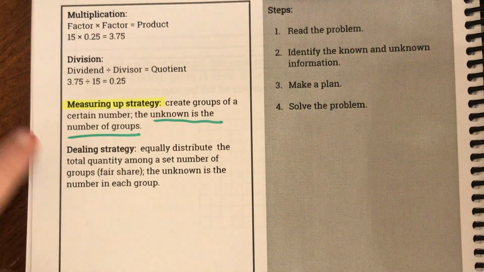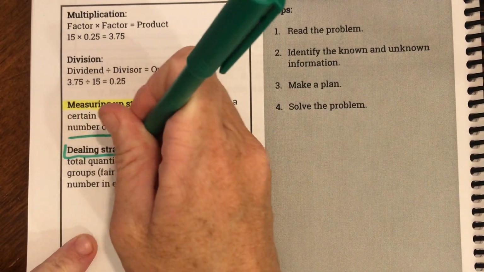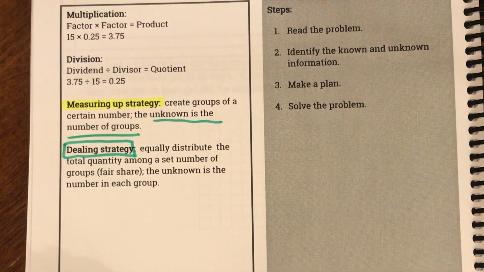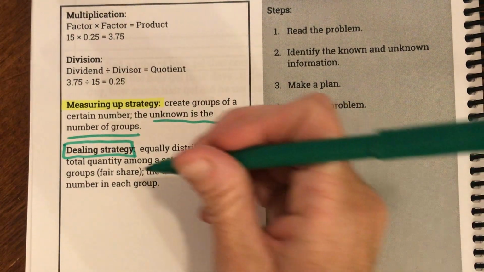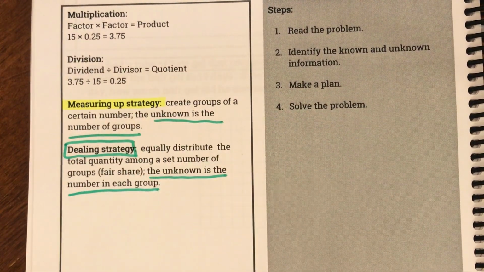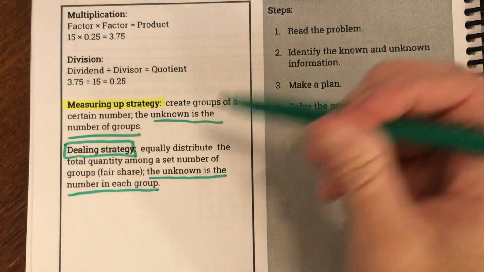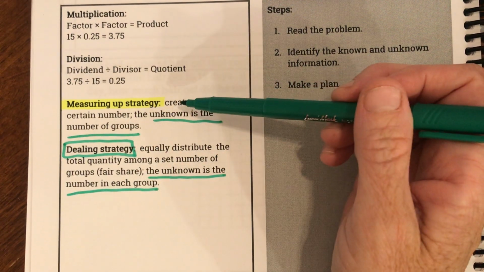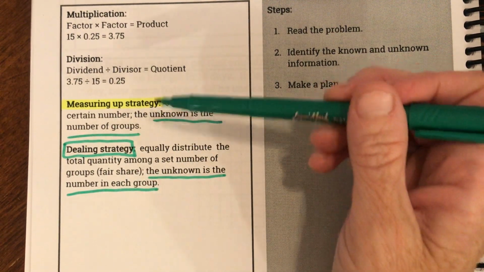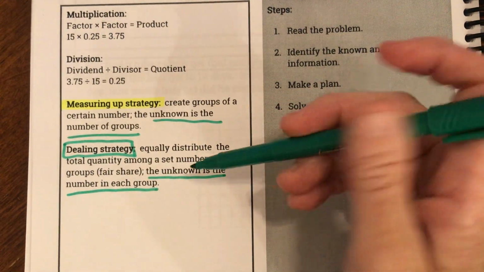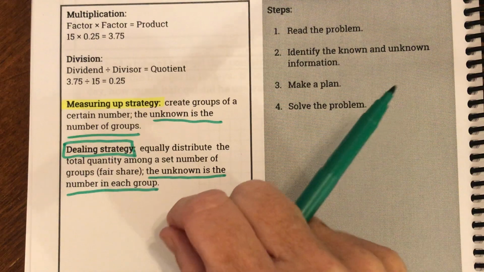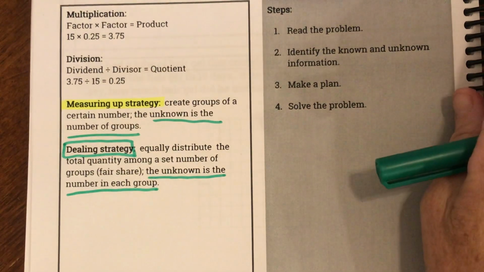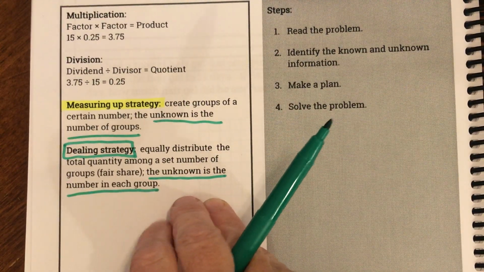In the dealing strategy, I did not have us highlight, I had us box in the dividend. And in the dealing strategy, we knew how many groups there were going to be, but the unknown was the number in each group. So today you're going to have to look at questions and decide what strategy to use. Now, when you know the number of groups, a hint is that the number of groups is going to be a whole number. So you might need to look back at lessons 9 and 10 to help you.